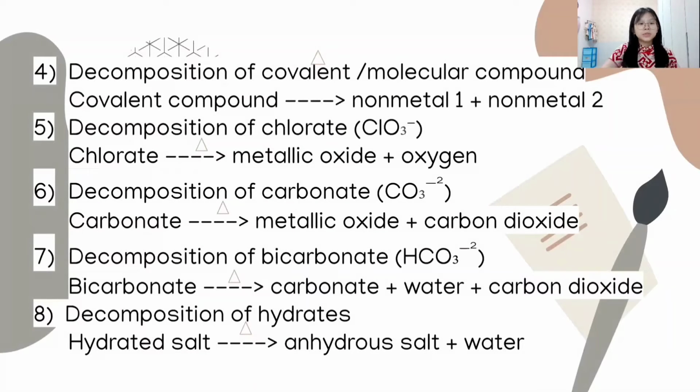Next, the decomposition of covalent or molecular compound, with the general equation: covalent compound yields non-metal 1 and non-metal 2. The fifth one is the decomposition of chloride. Chloride when heated yields metallic oxide and oxygen. And the sixth, the decomposition of carbonate. Carbonate when heated yields metallic oxide and carbon dioxide.